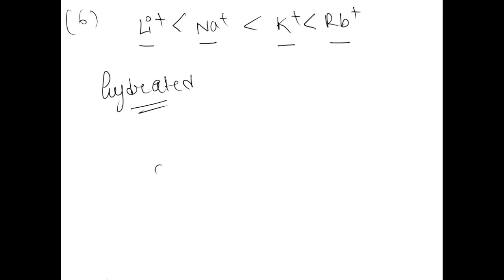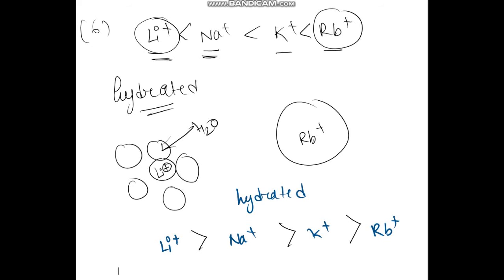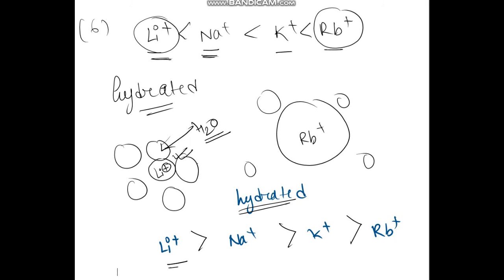The smaller the cation, the more water molecules will surround it. The smaller one is lithium positive, so more water molecules will be around lithium positive. So the hydrated ion size will be more for the smaller cation, because the larger the cation, the fewer water molecules there will be. So the hydrated cation size will be highest for lithium positive and lowest for rubidium positive.